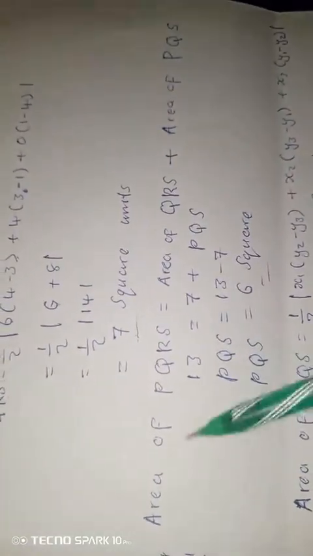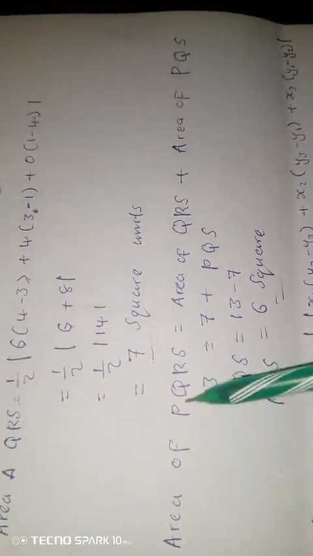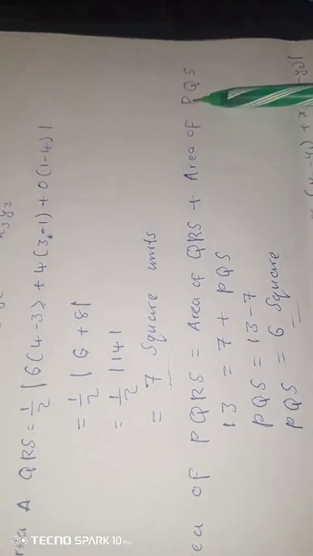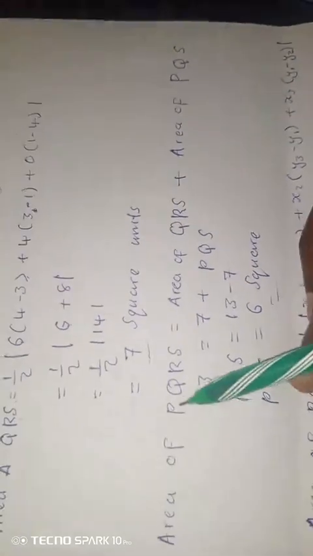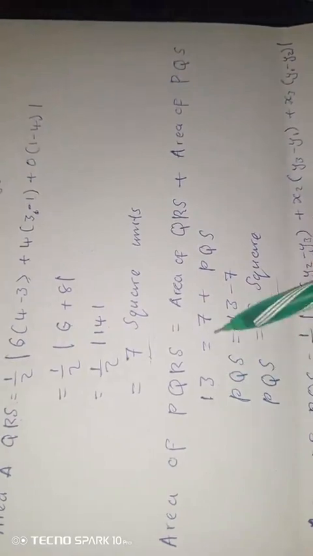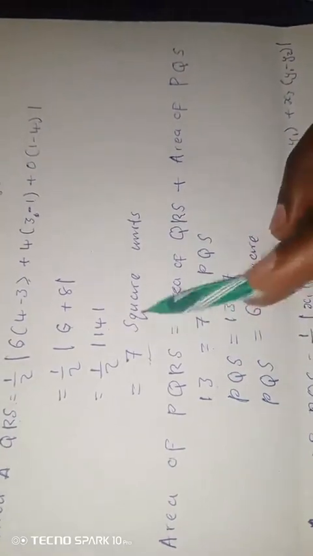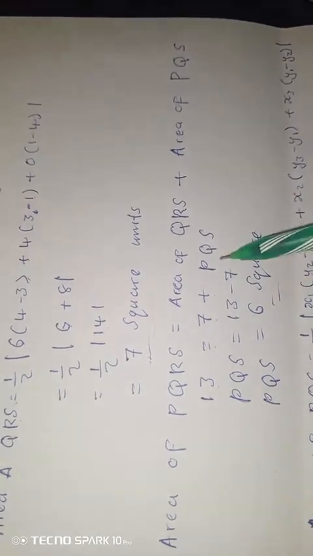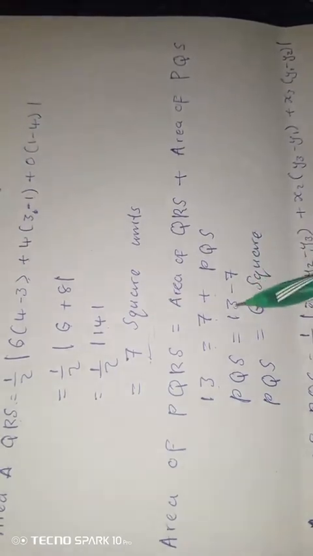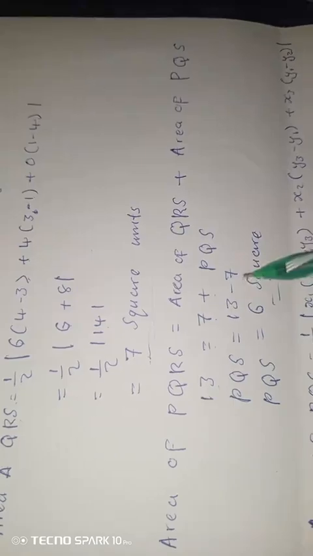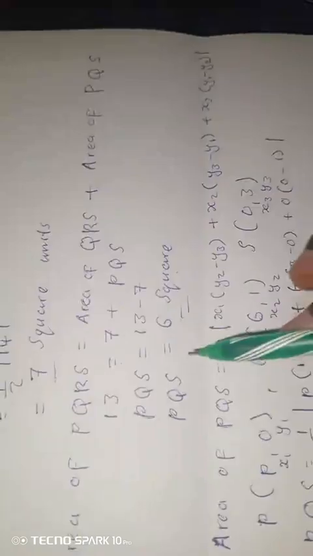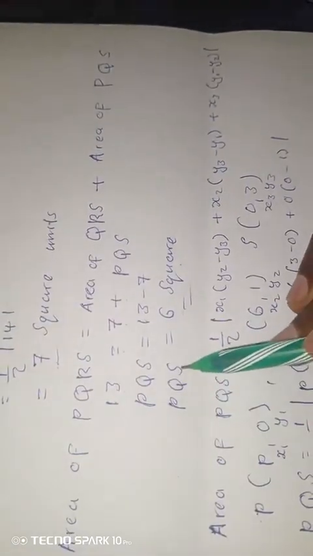So this is the formula here. The area of PQRS, which is the quadrilateral, should equal the area of triangle QRS plus the area of PQS. Then for the quadrilateral we have been given 13, equals 7, which we calculated, plus PQS, it's the one that we are looking for. So let's make this one the subject of the formula. Then 7 goes to the other side, so it will be negative. So it will be 13 minus 7, which gives us 6 square units. So now we have the area of PQS.